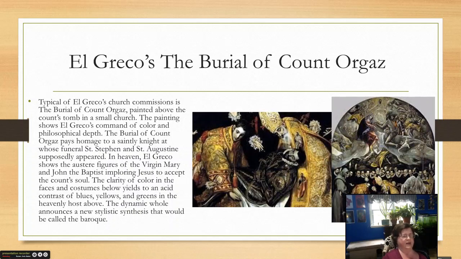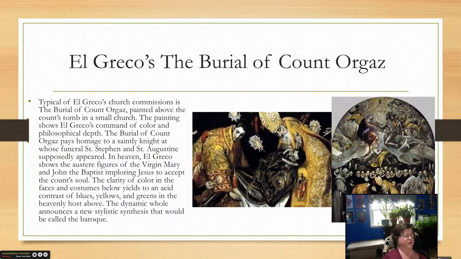In heaven, El Greco shows the austere figures of the Virgin Mary and John the Baptist, imploring Jesus to accept the Count's soul. The clarity of color in the faces and costumes below yield an acid contrast of blues, yellows, and greens in the heavenly hosts above. The dynamic whole announces a new stylistic synthesis that would be later called the Baroque.